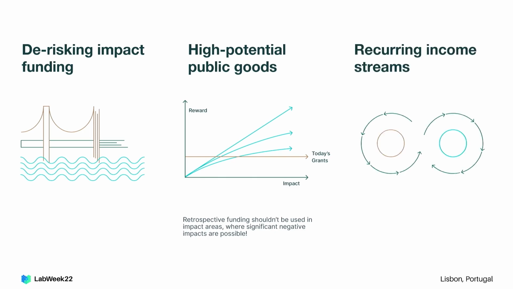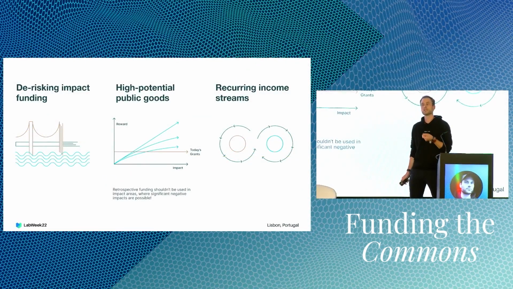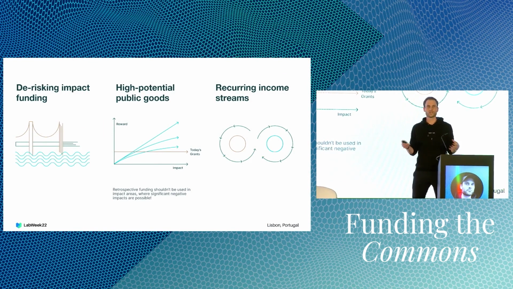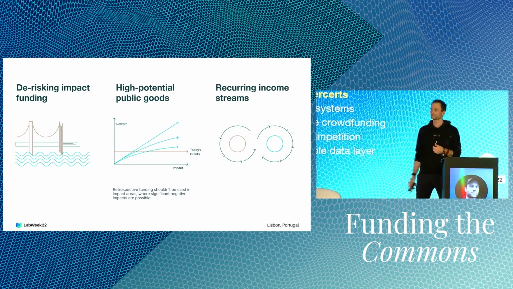And the third benefit why we think that Hypercerts or retrospective funding is exciting is because it creates a way to create recurring income streams. Recurring income streams, basically just the idea that as long as you actually create impact and an evaluator can prove or show that you create impact, then you can also turn that into income and have a sustainable financing model for your public goods project.